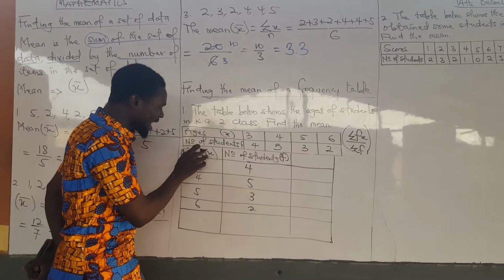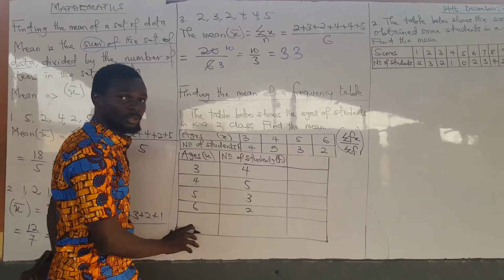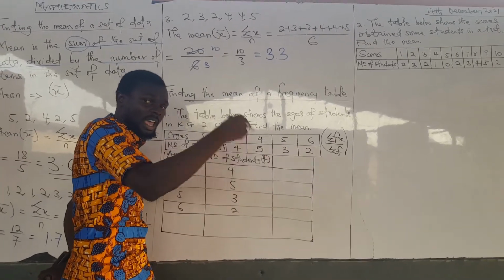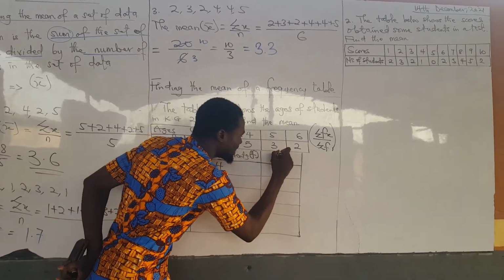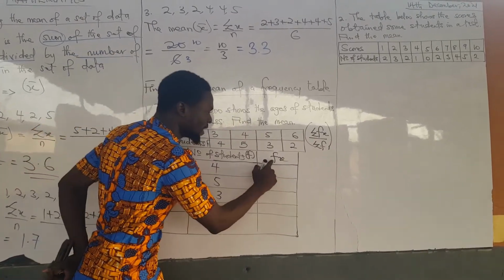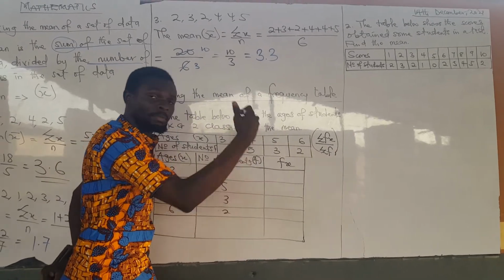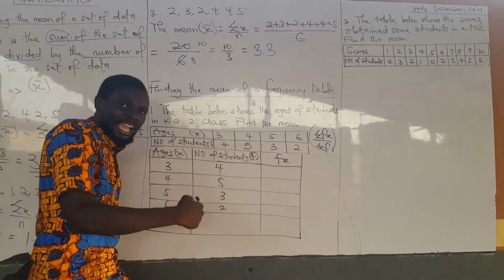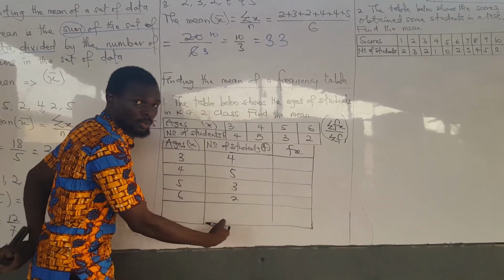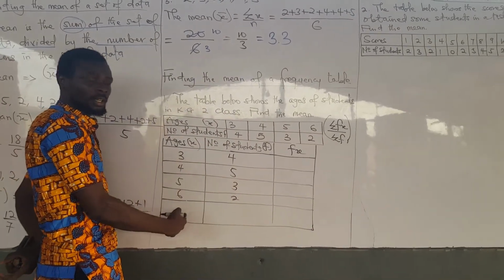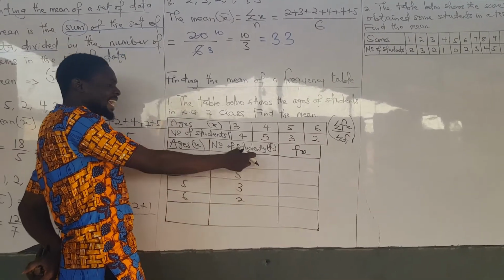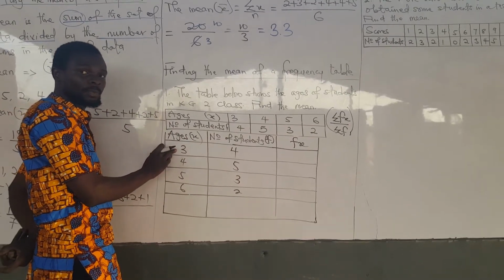Now, since the ages represent the x values, and the number of students represent the frequency, which is the f values, we are going to calculate for fx. And fx means f times x. What is f? The number of students. What is x? Ages. So you pick this frequency, then you use it to multiply its corresponding x value.